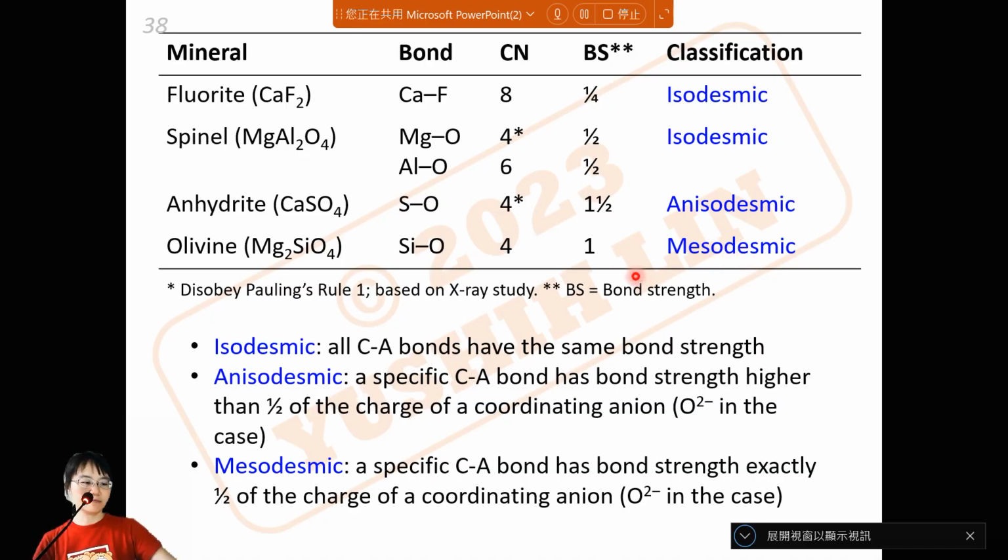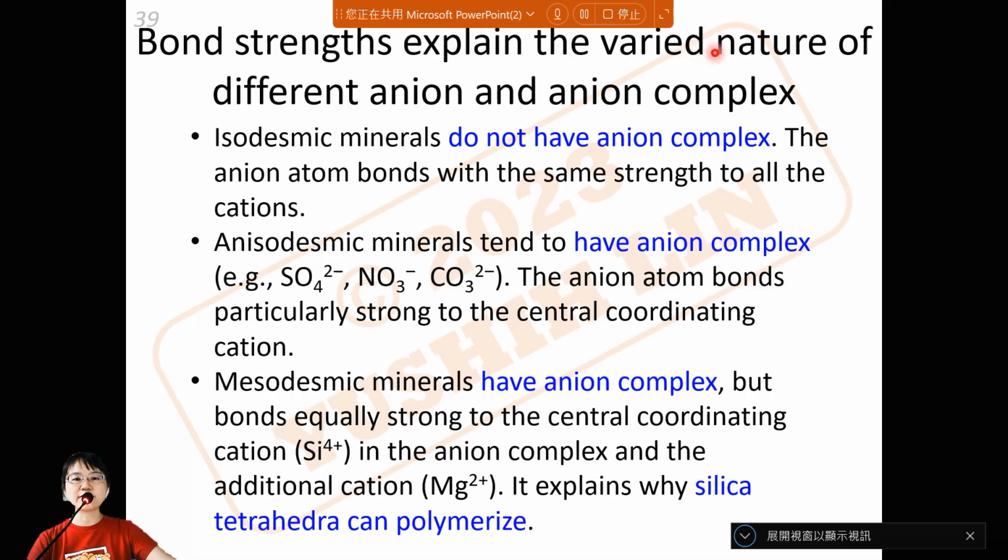What does that mean? Bond strength explains the varied nature of different anions and anion complexes. Isodesmic minerals do not have anion complex. The anion atom bonds with the same strength to all the cations. If they dissociate, they will dissociate at the same opportunity. Anisodesmic minerals tend to have anion complex. The anion atom bonds particularly strong to the central coordinating cation, so they will not dissociate.